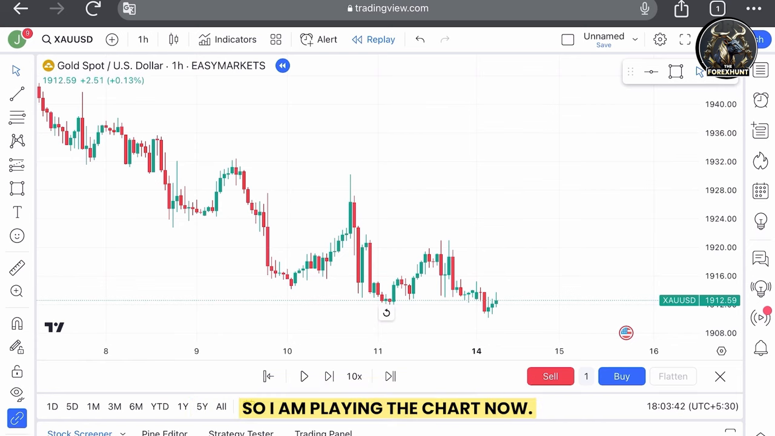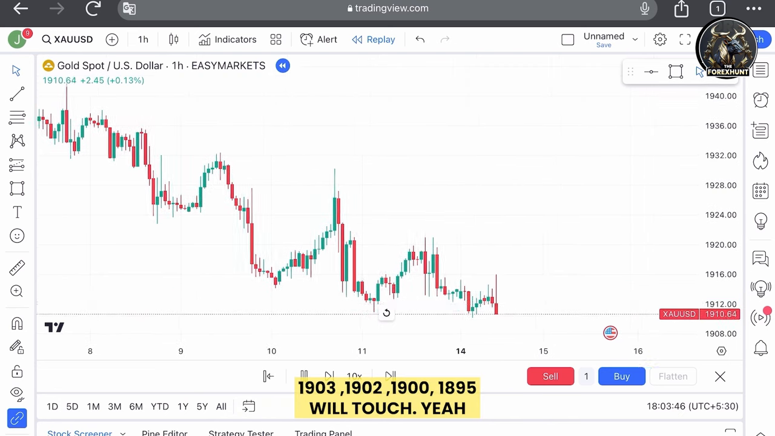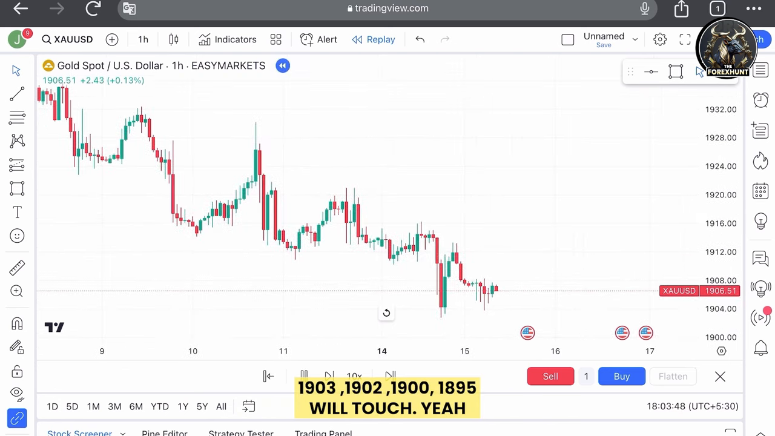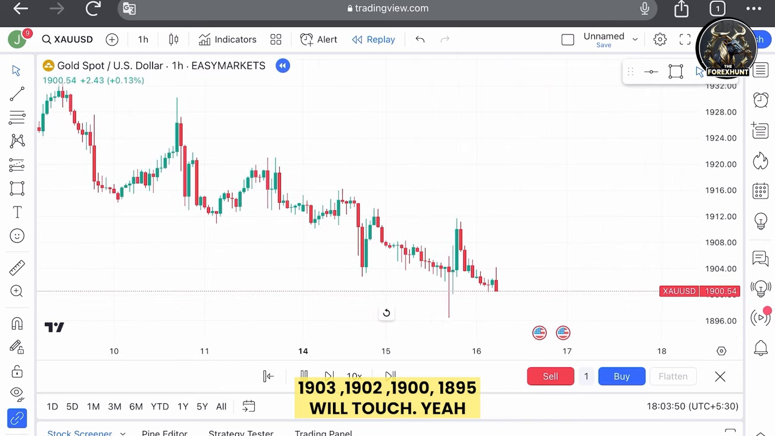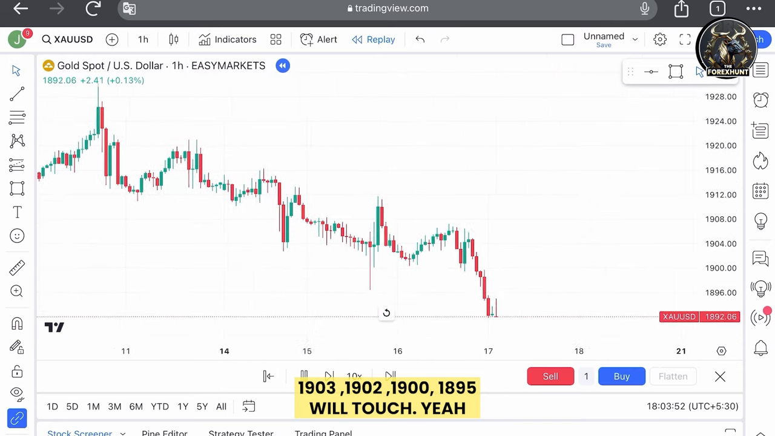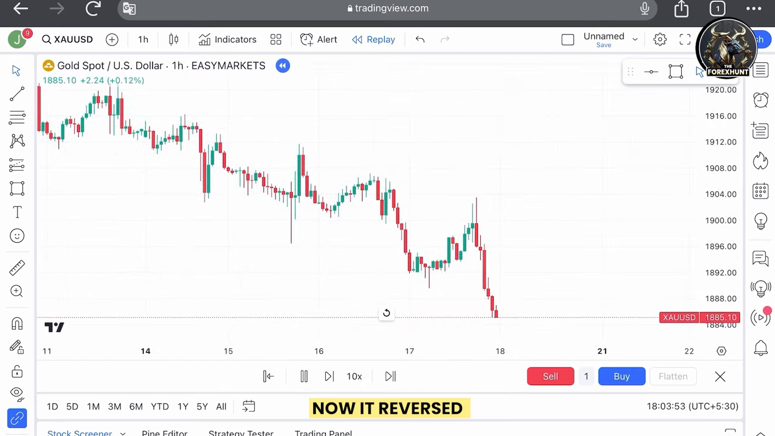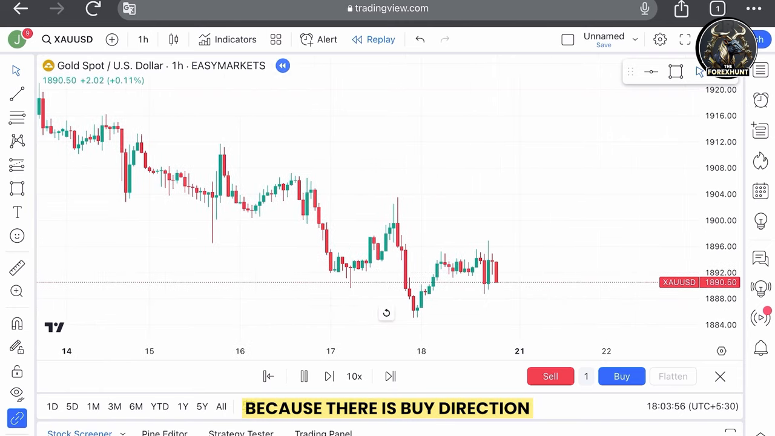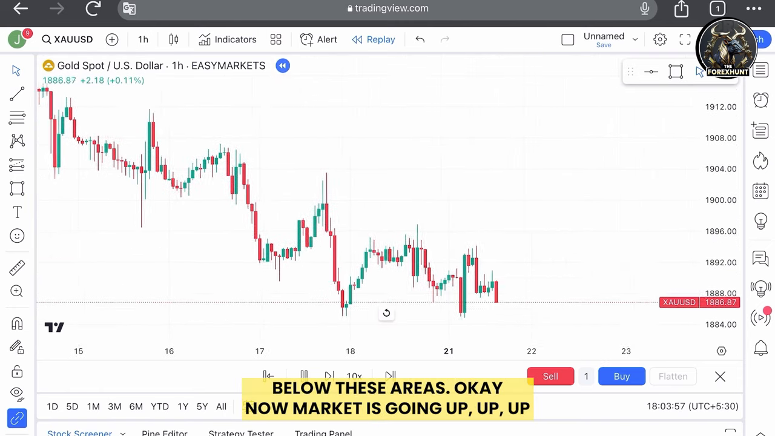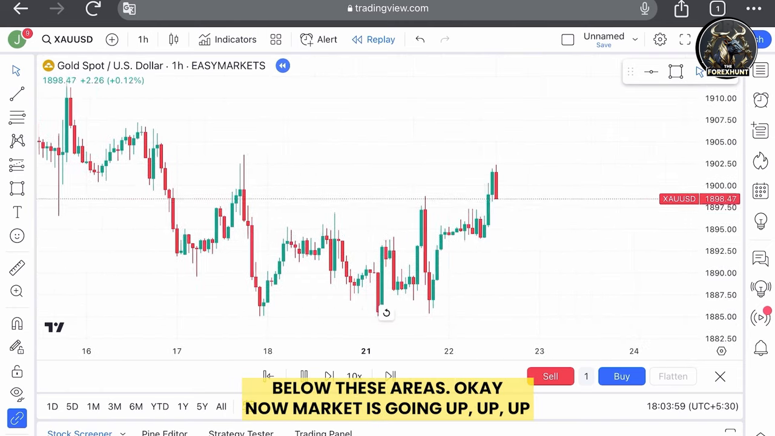Okay, so I am playing the chart. Now look at the chart immediately. 1903, 1902, 1900, 1895 will touch. Yeah. Now it reversed because there is buy direction below those areas. Okay. Now the market is going up, up, up.